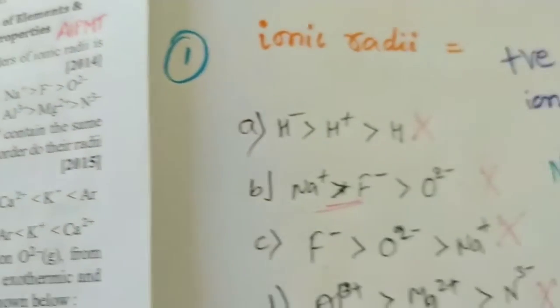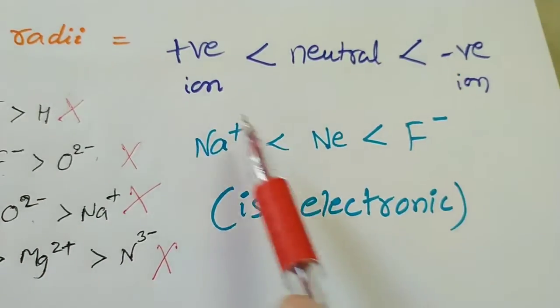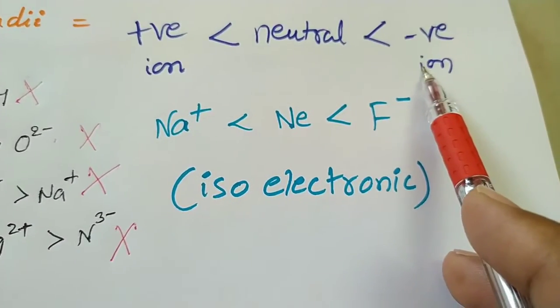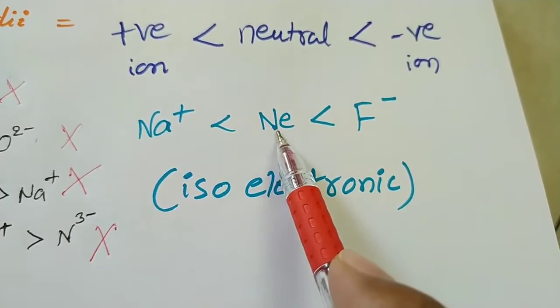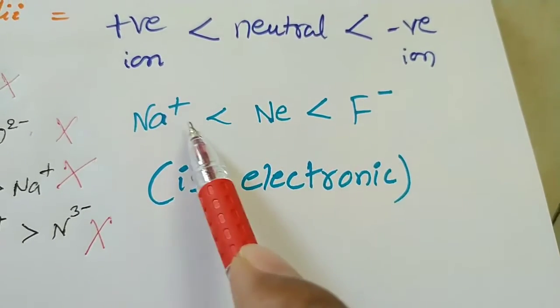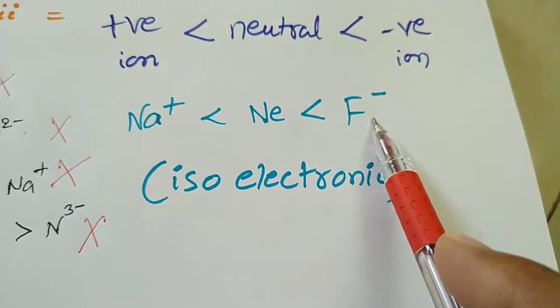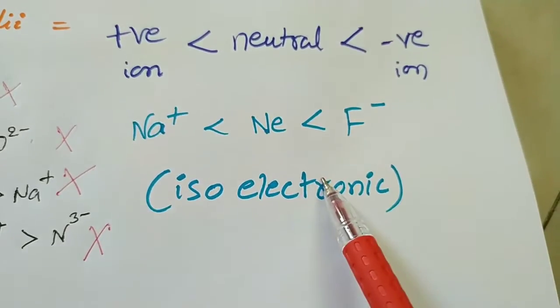Now see the concept. For ionic radii, for isoelectronic species, the positive ion is smaller than the neutral, which is smaller than the negative. Suppose one example: sodium ion, neon and fluoride. Positive particle, neutral, then negative particle. This is applicable only for isoelectronic species.